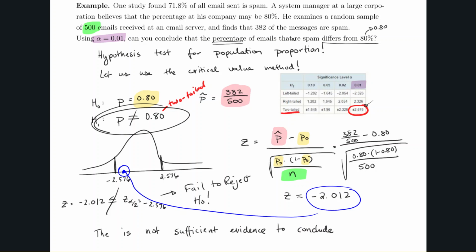That the percentage of emails that are spam differs from 80%.